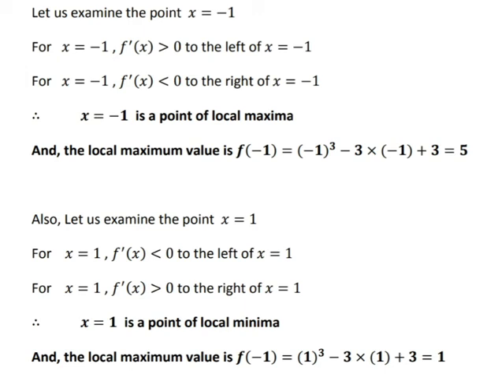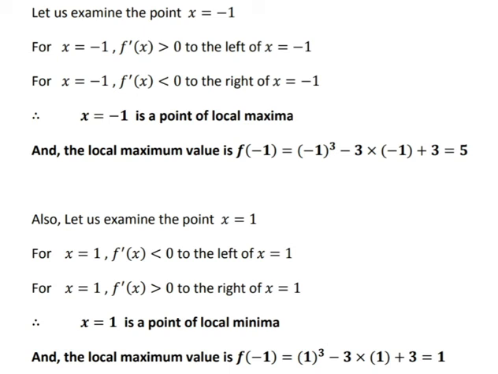Also, if we take a number on the right of 1, just greater than 1, a little greater, you'll find that f prime of that number will be greater than 0. So whenever the slope of the tangent changes from negative to positive, we understand that x equal to 1 is a point of local minima.